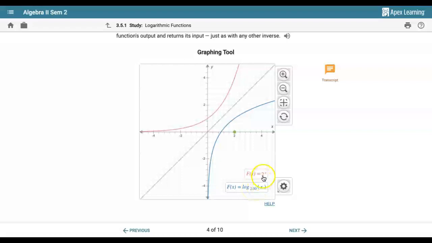Okay, so this is 2 to the power of x, right? Our base value here is 2. And when we flip it and take the inverse, this now becomes our base value. So we have log base 2. If I have 4 to the x, it still is log base 4.